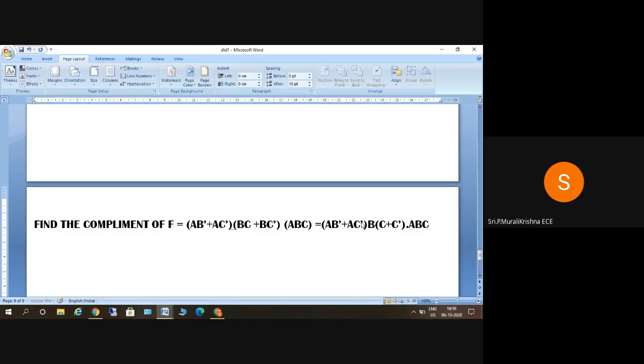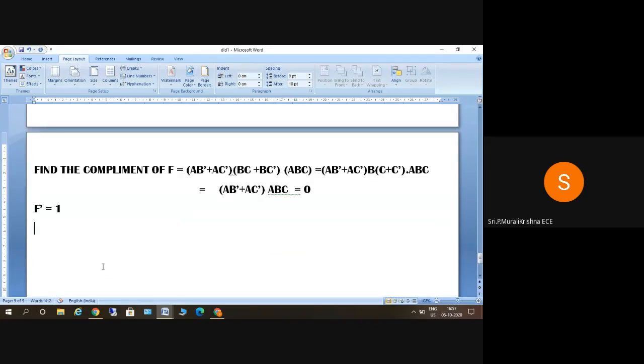So C plus C bar is equal to 1 here, and B into ABC is ABC, because B into B is B. If I simplify this, AB bar into ABC has B into B bar, which is 0, and AC bar into ABC has C into C bar, which is 0. So the normal value is 0 here. The complement is obviously 1. So sometimes you have to go like this also.